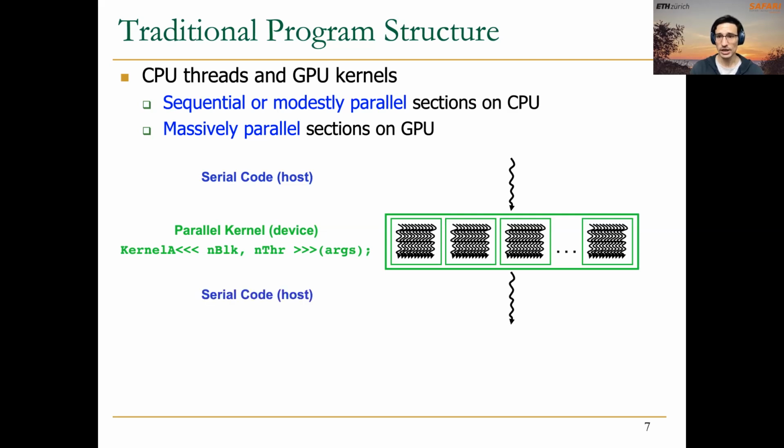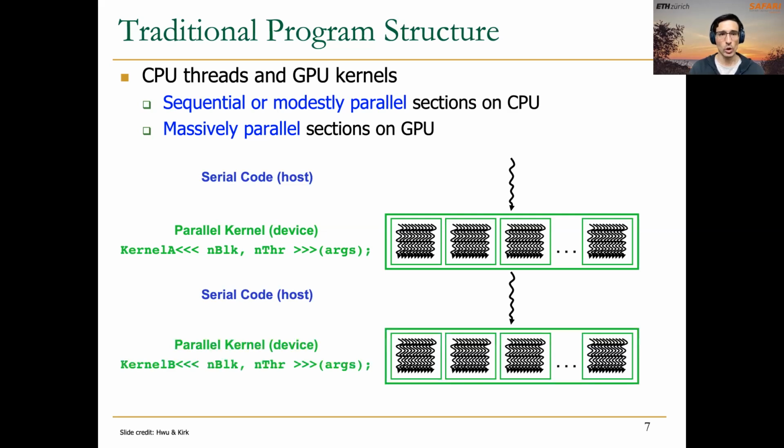After the kernel terminates, the control returns to the CPU. Some more serial code can be executed on the CPU by the CPU thread. And at some point, we may launch a new kernel, either the same kernel because it's an iterative algorithm, or a completely different kernel using its own number of threads and threads per block.